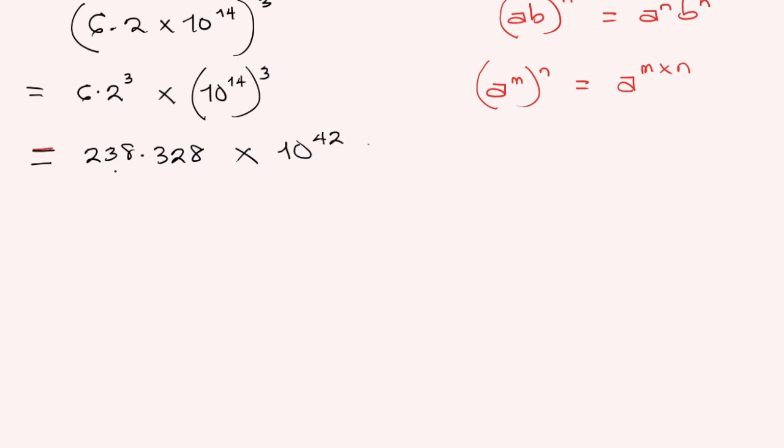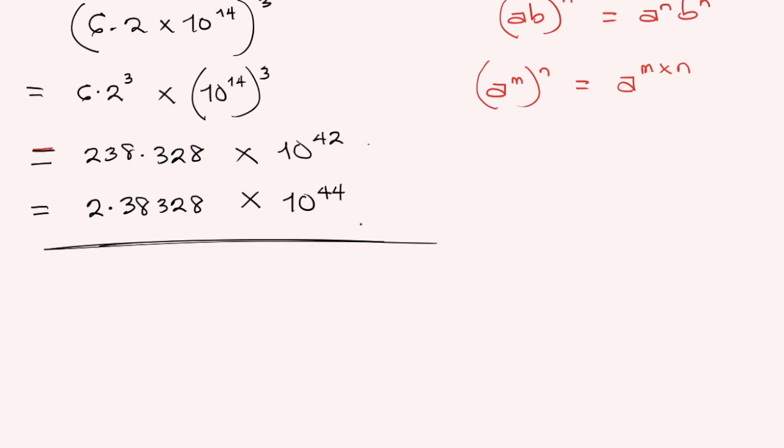Now we need to write this in standard form, which means we would need to express this as a number between 1 and 10. And I know you know already that we would go for 2.38328. And because we've moved the decimal point 2 places to the left here, we've reduced this by a measure of 100. So we need to increase the other side by 100, which is add 2 to the power here. And that's going to be 10 raised to the power 44. And that is the final answer.